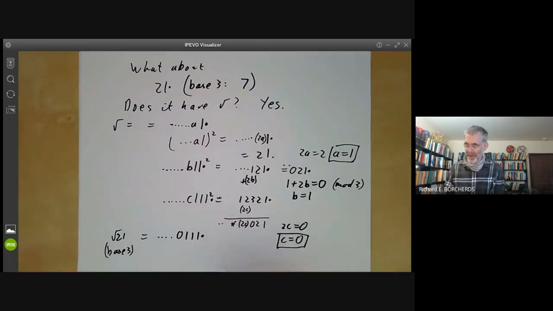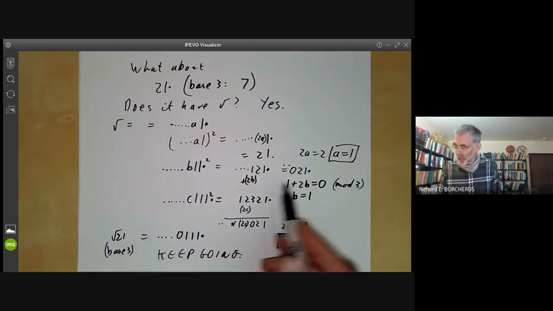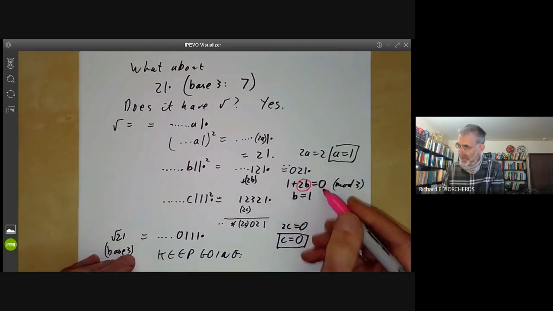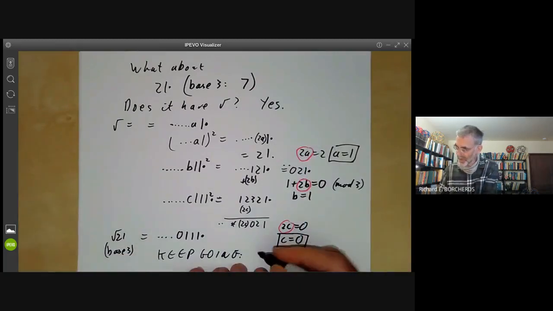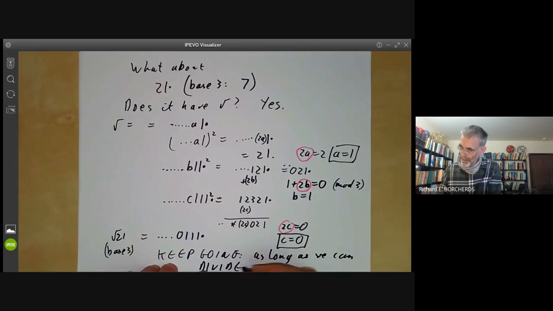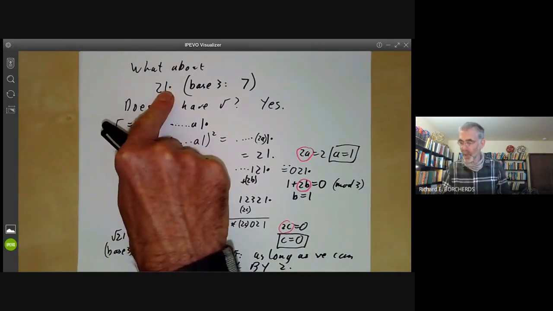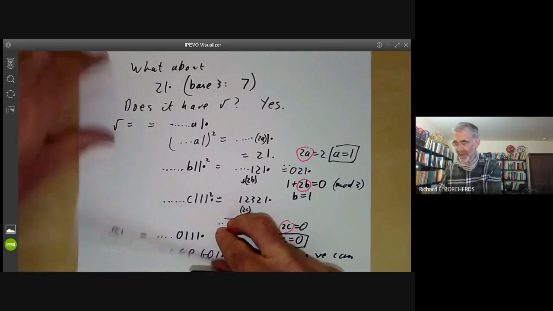And we can obviously just keep going like this. At each step, we have to divide something by 2. You notice we always get 2b equals something, 2c equals something, 2a equals something. So as long as we can divide by 2, we can just keep going. And since we're working in base 3, we can divide by 2. So 7 has a square root. And for similar reasons, anything whose last digit is 1 will have a square root, which you can work out in a similar way. So let's just summarize.